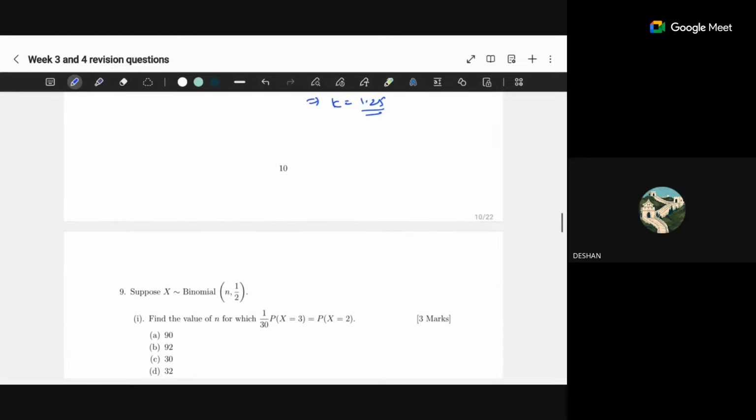Suppose x is a binomial with parameters n comma 1 by 2. Find the value of n for which 1 by 30 into this is the equation. Now solve it and let me know. Ma'am, B. B. What about others?